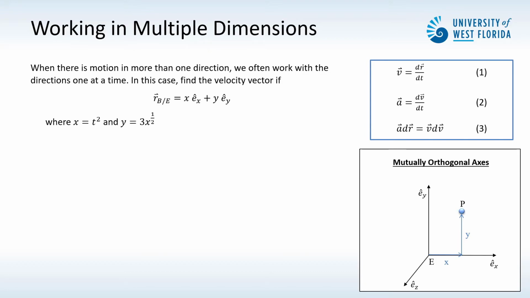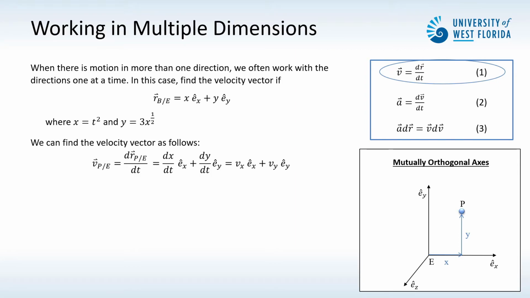Here is a very simple example. If we have a position vector equal to x ex plus y ey, where x is t squared and y is 3x to the 1/2 power, and we want to find the velocity vector, then we can compute the components of velocity in each direction separately and then reassemble them at the end.